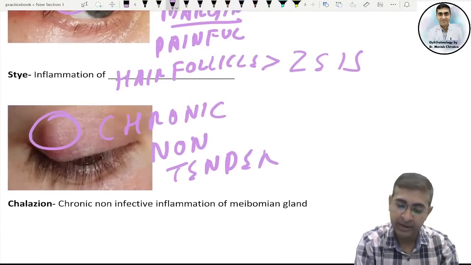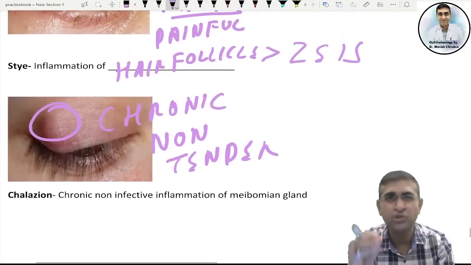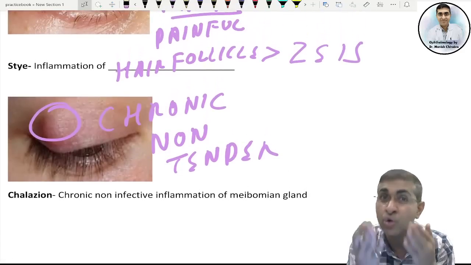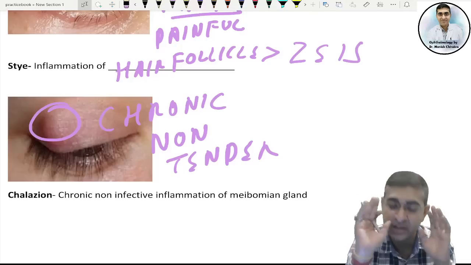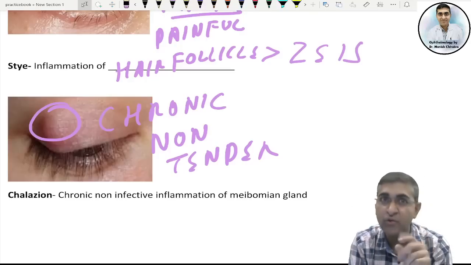Yes. And what will be the treatment of sty? You will give antibiotic, oral NSAIDs you can give. You can even give antibiotic eye ointment. Don't go for antibiotic eye drops.